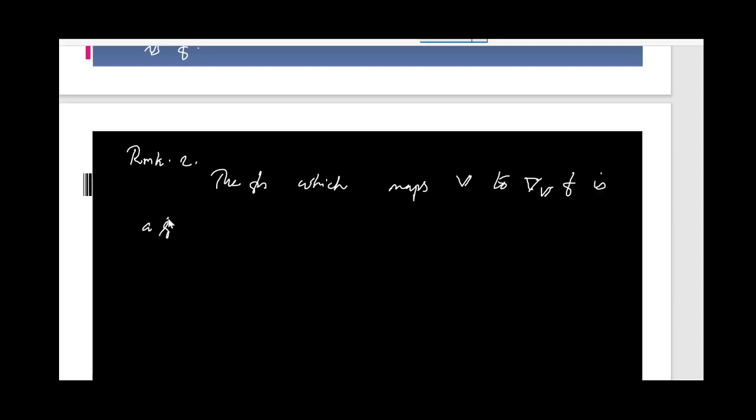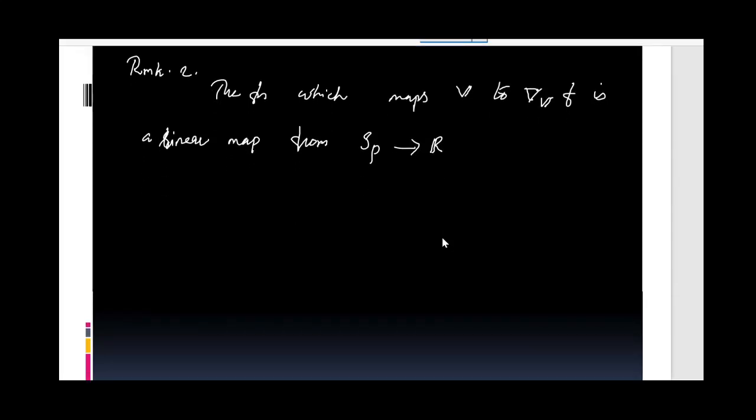Remark 2. The function which maps v to del v of f is a linear map from S_p to R. These two we have discussed in the last class.